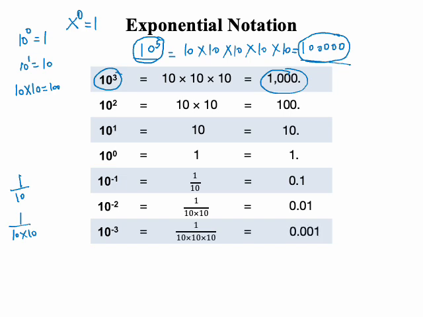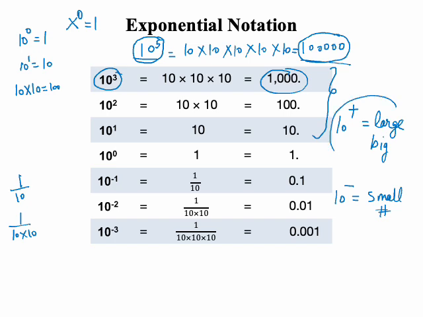One thing that you might have noticed here is anything raised to a positive exponent, for example in these 3 cases, that just means it's a large number, a big number. If your exponent is something negative, that means it's a small number. Like you can see here, as the exponent becomes negative, it becomes 0.1, 0.01, 0.001. So just remember this: positive exponent means large, negative exponent means a small number.